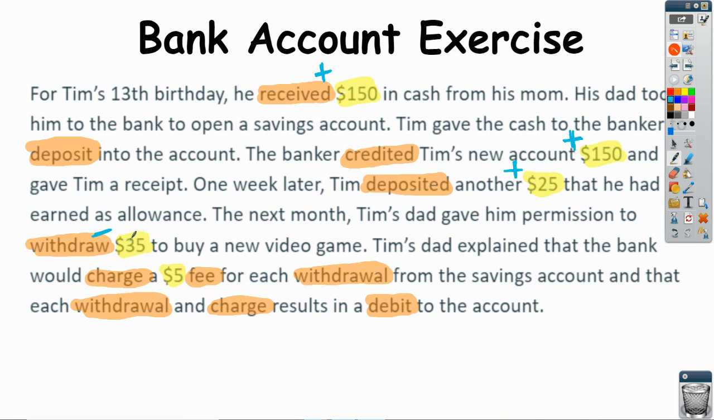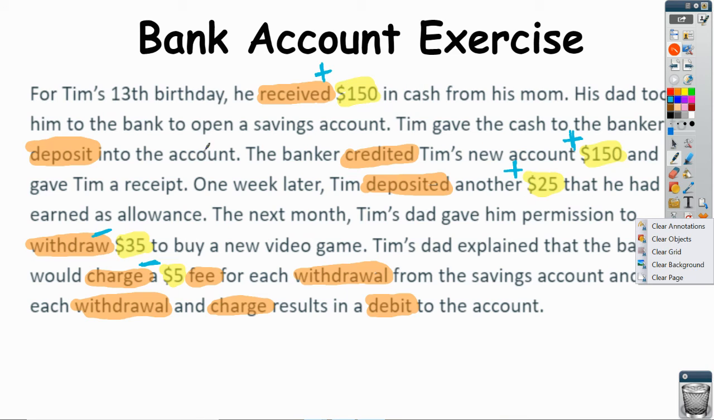His dad explained that the bank would charge a $5 fee for the withdrawal. Charge, fee, and withdrawal, all negative indicator words. He is paying that $5 out of his balance from his savings account, and each withdrawal and charge results in a debit to the account. So that's how you use these indicator words to determine if amounts are positive or negative amounts.